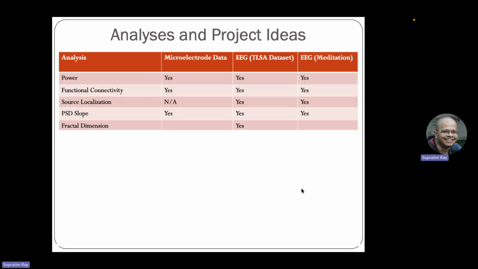So this is a summary of what we have done so far. I told you that we have looked at functional connectivity, but also source localization, slope of the power spectral density, and fractal dimension in the EEG, this TLSA data set. And these are all done projects with papers that are already out. In the meditation data set, we have done these things already. And this is part of the paper that's on bioRxiv.